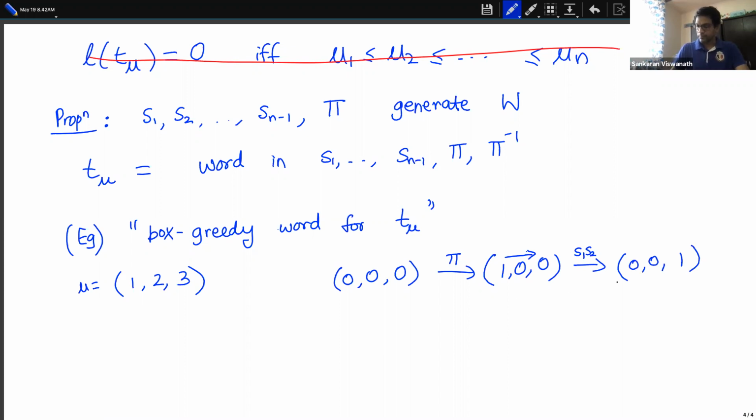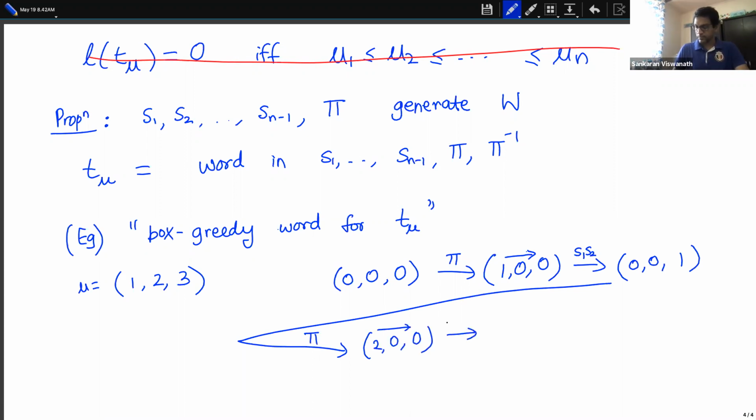Then you again apply a pi, so it goes up by 1 again. Now you push the 2 to the end, again by the same process. Apply a pi again, so you've gotten your 3. This is all right so far, Arun?